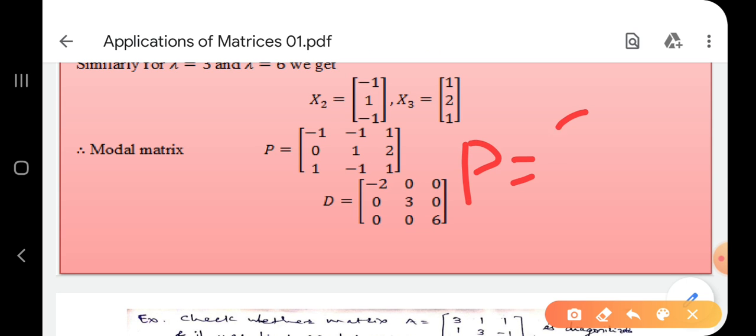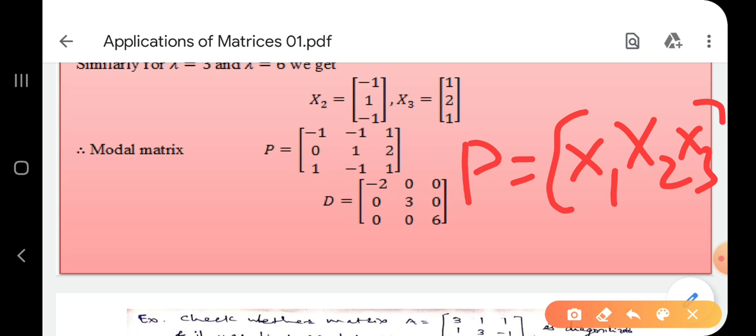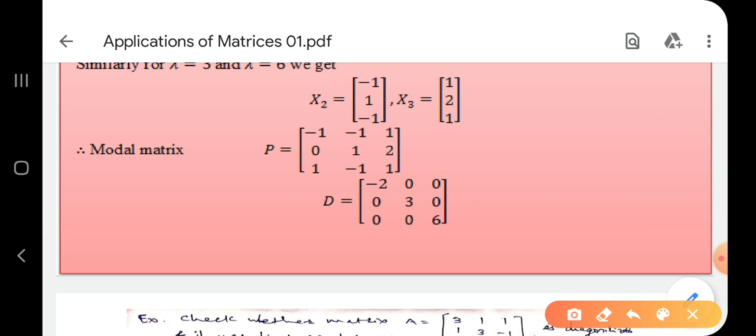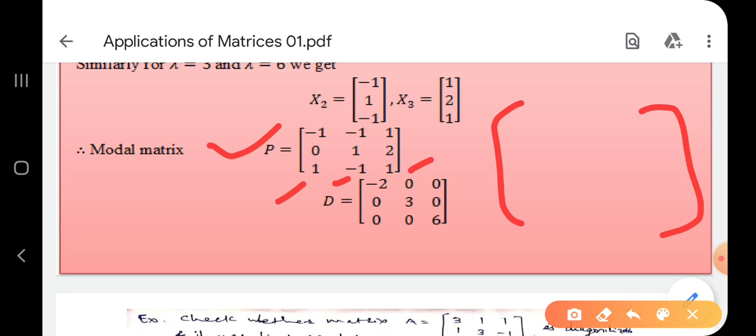And how do I write matrix P? My matrix P is x1, x2, x3. I just have to write all the eigenvectors here. So here, the first eigenvector, second eigenvector and third eigenvector I have written, and I get matrix P. So this is my modal matrix P. Correct? Understood? Now what is our D? Our D is just the eigenvalues written diagonally: first eigenvalue, second eigenvalue, third eigenvalue. Always keep this in your mind.